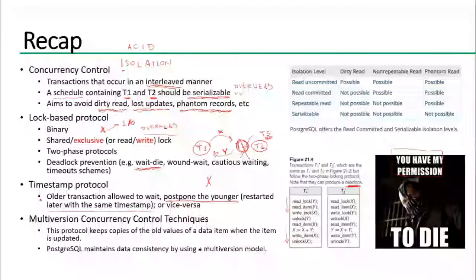Then we have multi-version concurrency control techniques. This one is particularly important. You keep copies of the old values of the data item when the item is updated. For example, you have two transactions accessing, let me change the color.